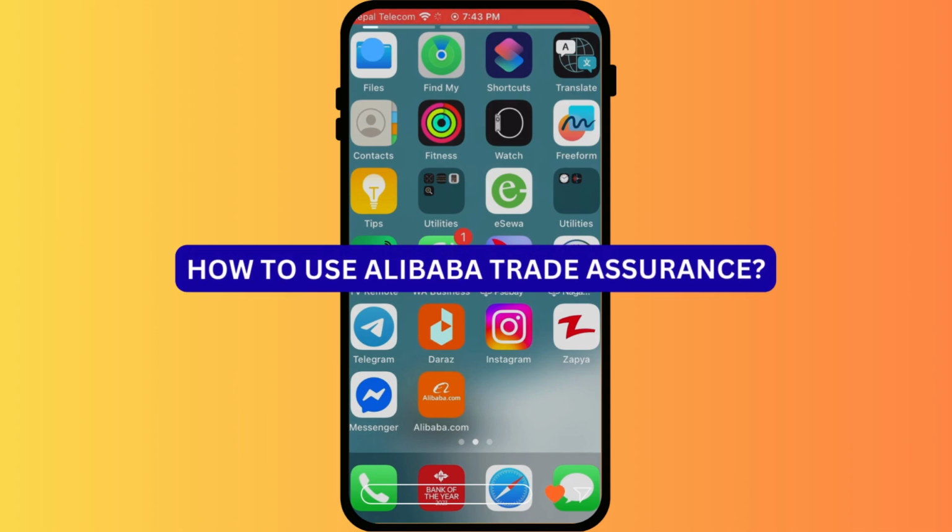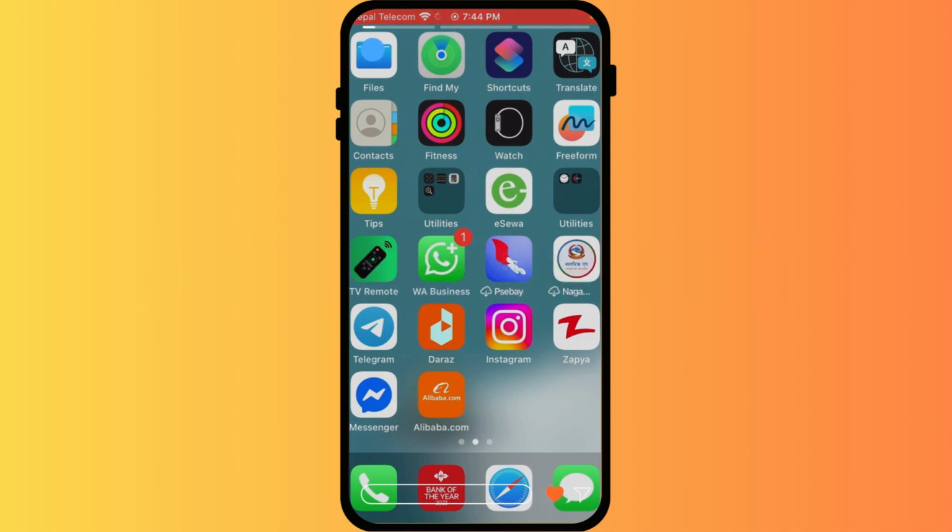How to use Alibaba Trade Assurance. Trade Assurance is a free service from Alibaba that protects your order and payment. This guide shows you how to use Trade Assurance to ensure you're working with a trusted supplier.